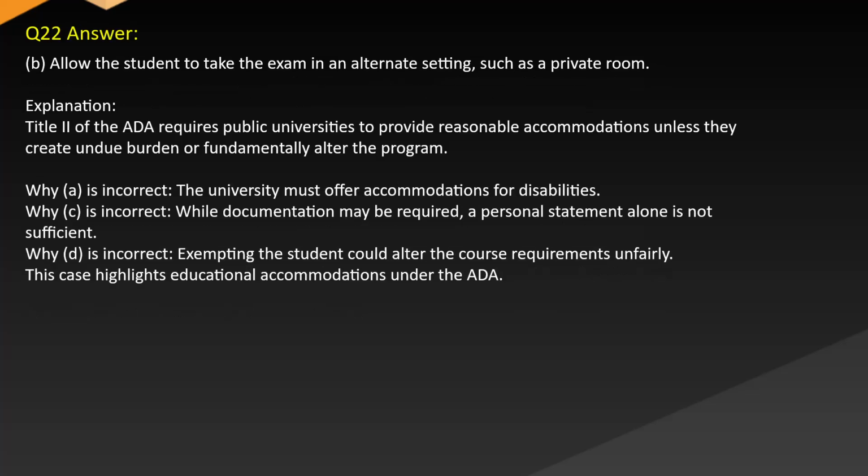Answer: B. Allow the student to take the exam in an alternate setting, such as a private room. Explanation: Title II of the ADA requires public universities to provide reasonable accommodations unless they create undue burden or fundamentally alter the program. Why A is incorrect. The university must offer accommodations for disabilities. Why C is incorrect. While documentation may be required, a personal statement alone is not sufficient. Why D is incorrect. Exempting the student could alter the course requirements unfairly. This case highlights educational accommodations under the ADA.